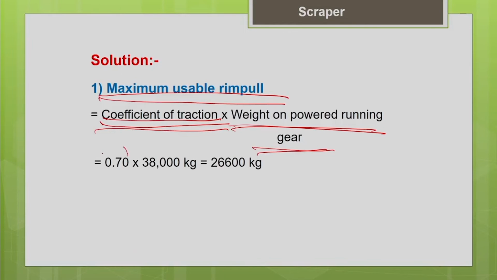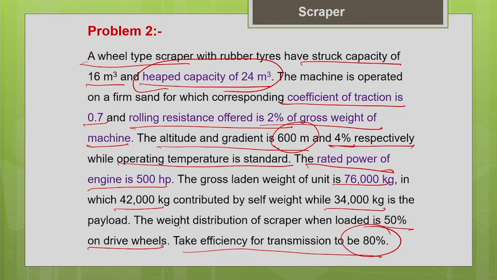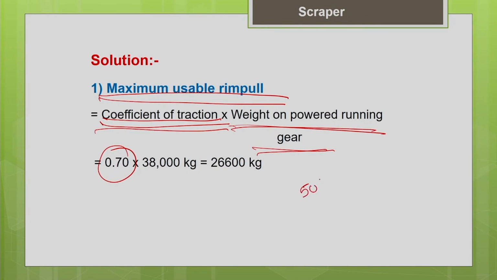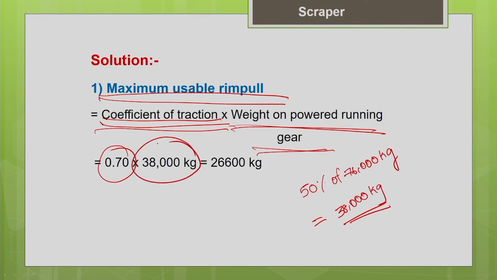The coefficient of traction in this problem is 0.7 and the weight on the powered running gear is given as 50%. It is given in the question as the weight distribution when loaded is 50% on the drive wheels, and the gross weight, you know, is 76,000 kg. So 50% of 76,000 kg gives me the weight on the driving wheels as 38,000 kg. That is what is taken here. So, 0.7 into 38,000 kg gives you the maximum usable rim pull, 26,600 kg.